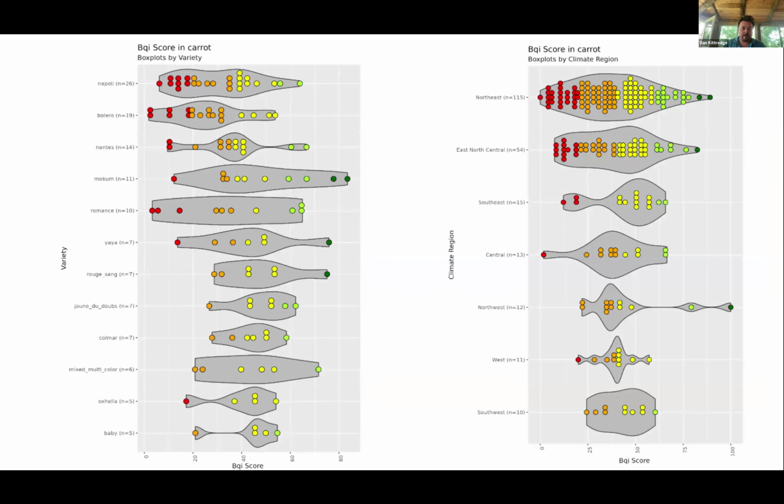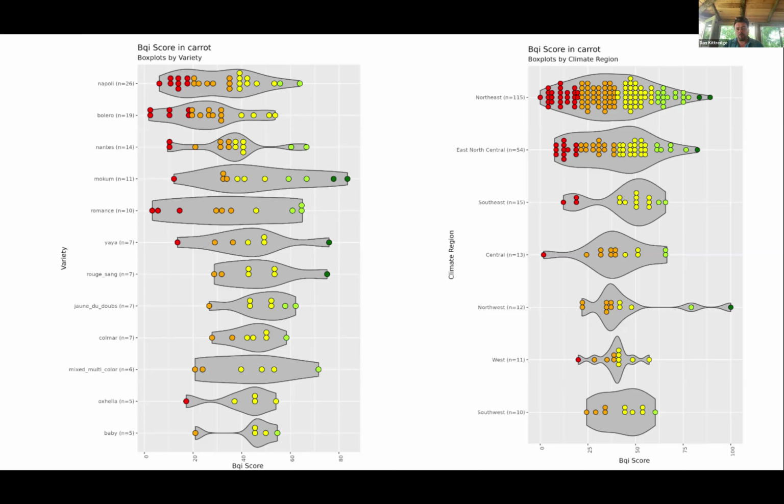On the left here, we have by variety and BQI score in carrot. That's an average of 6 nutrients and 6 elements in two compounds. So some people say it's variety that matters. And we see here Napoli on the top, and then Bolero, and then Nantes, and then Mokum, Romance. You see a number of different varieties and no direct correlation between that variety and the average score of nutrients being high or low. We see a nice dispersion of variation there. So it doesn't look like variety is what matters.